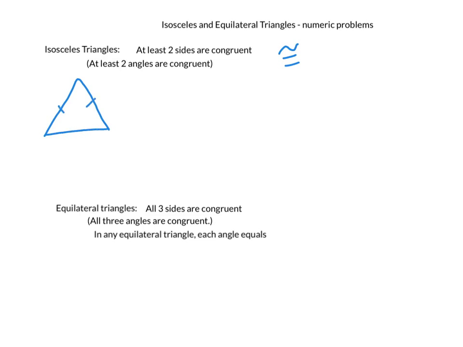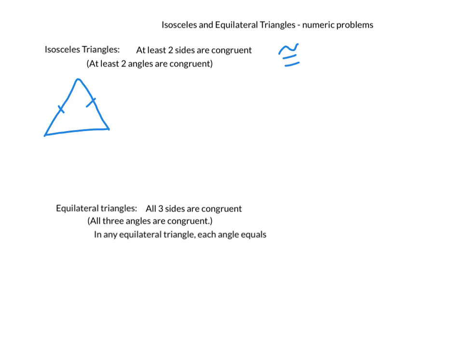Those are called tick marks. When the tick marks match on different sides, it means that those sides are equal. So if we have this picture staring us in the face, we can see there's two tick marks that match. So those two sides have to be equal to each other. So we know that it is isosceles.